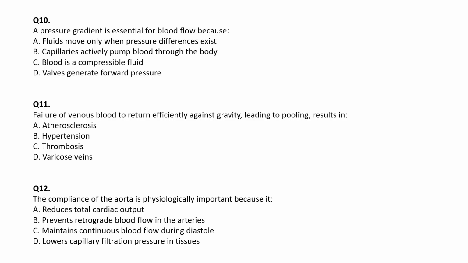So, the right answer here is C option. It maintains continuous blood flow during diastole, because the aorta is going to be contracting and relaxing. This continuous pattern of contraction and relaxation is what allows the blood to keep moving even when the ventricles have relaxed and the blood is not actively pumping through. It is the compliance of the aorta that allows the blood to keep going through and not stop.